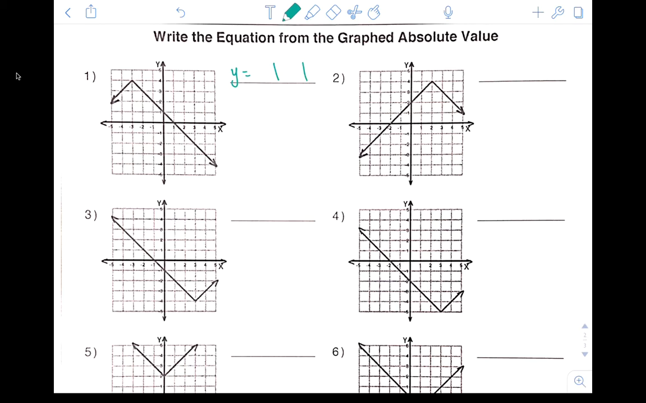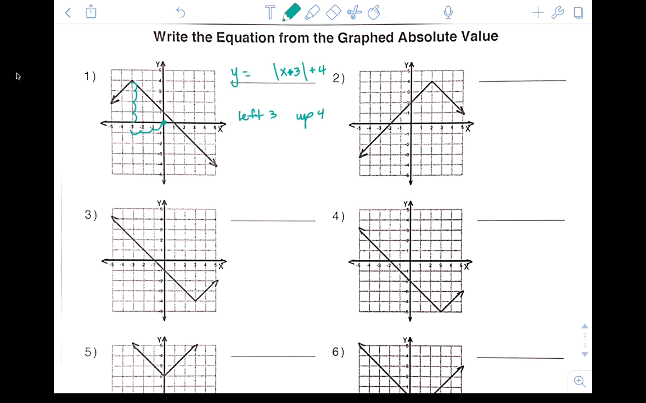So when you look at the parent function's starting point at the origin, clearly we've gone 1, 2, 3 to the left, which means you're going to have an x plus 3 inside. Remember, inside with the x is the opposite of your instincts. We've also gone up 1, 2, 3, 4. So that would be on the outside of the bars, and that's the up 4.